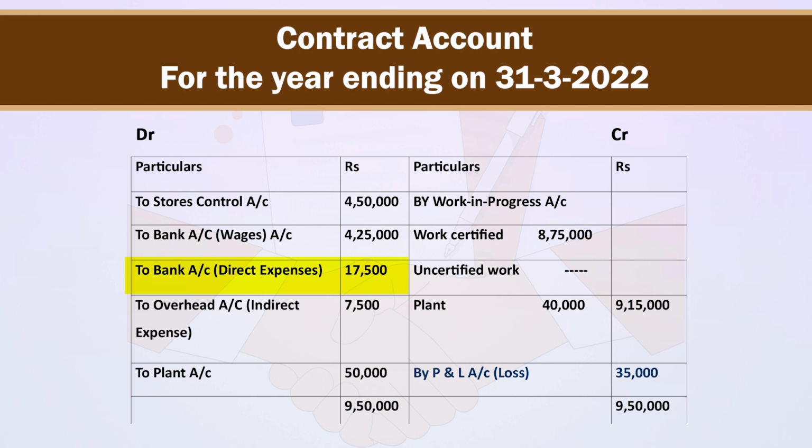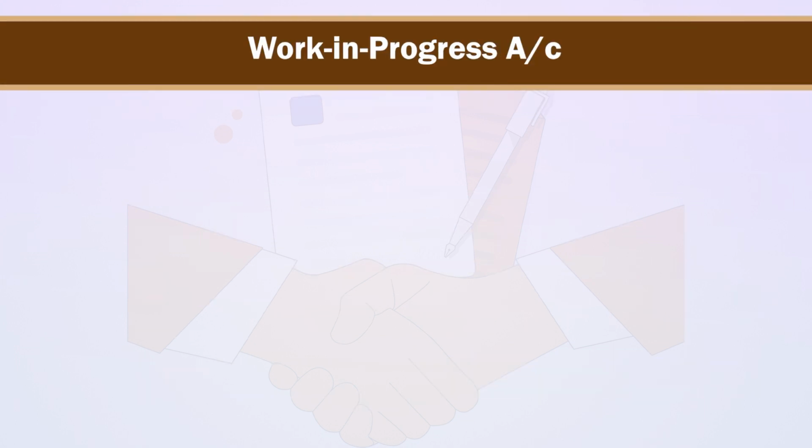for direct expenses 17,500, to overhead account for indirect expenses rupees 7,500, to plant account rupees 50,000. As here our total of debit side is greater than credit side, we will have a loss of rupees 35,000 which is transferred to profit and loss account. Now let's prepare work in progress account.